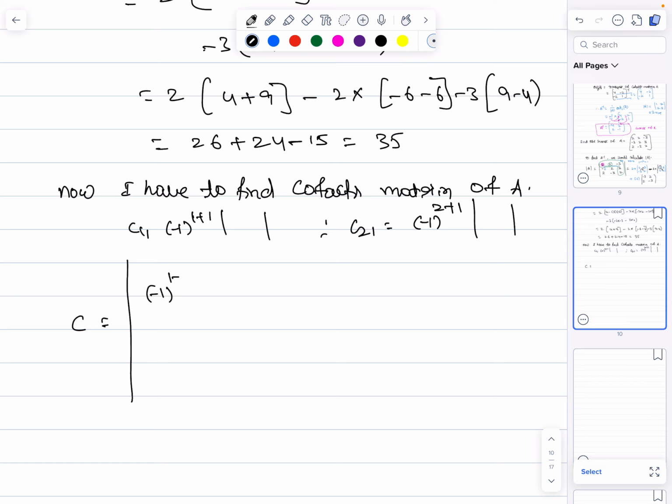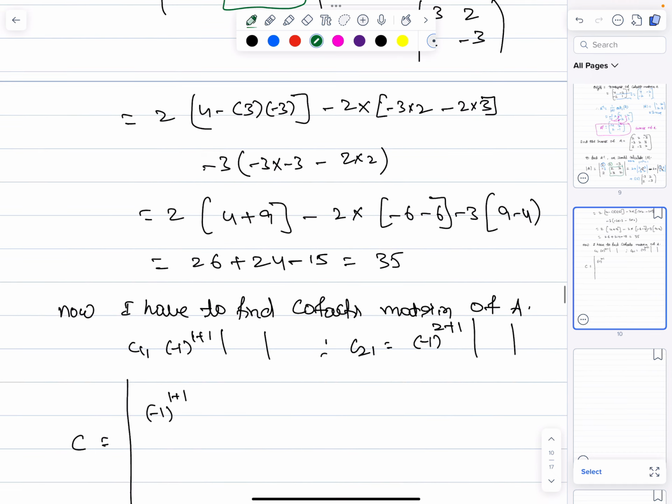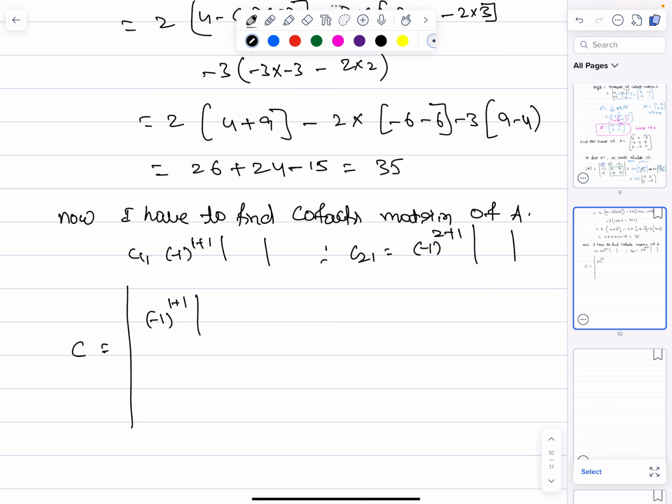If that is the case, you are going to write your cofactor matrix is equal to minus 1 whole power 1 plus 1. You can directly write it. What are the elements after ignoring the first row and then first column? So, that means if you are in this position, you are finding cofactor matrix. The cofactor matrix is this one. So, 2, 3, minus 3, 2.